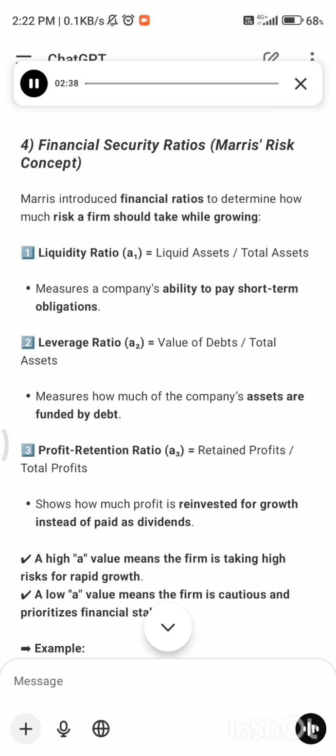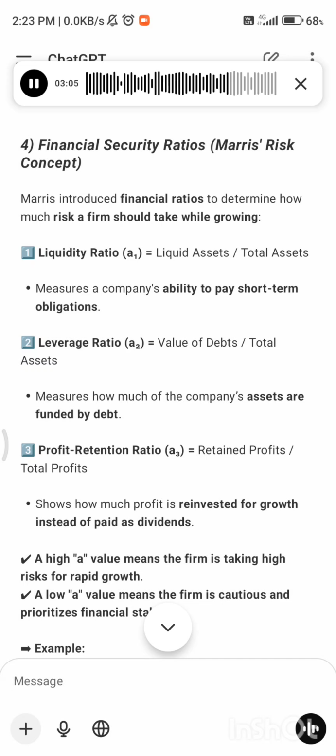4. Financial security ratios, the Marris risk concept. Marris introduced financial ratios to determine how much risk a firm should take while growing. 1. Liquidity ratio, A1: liquid assets over total assets, measures a company's ability to pay short-term obligations. 2. Leverage ratio, A2: value of debts over total assets, measures how much of the company's assets are funded by debt.